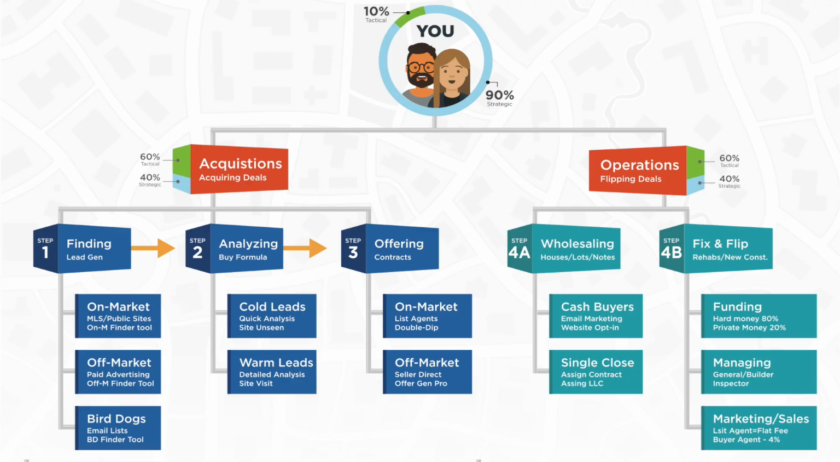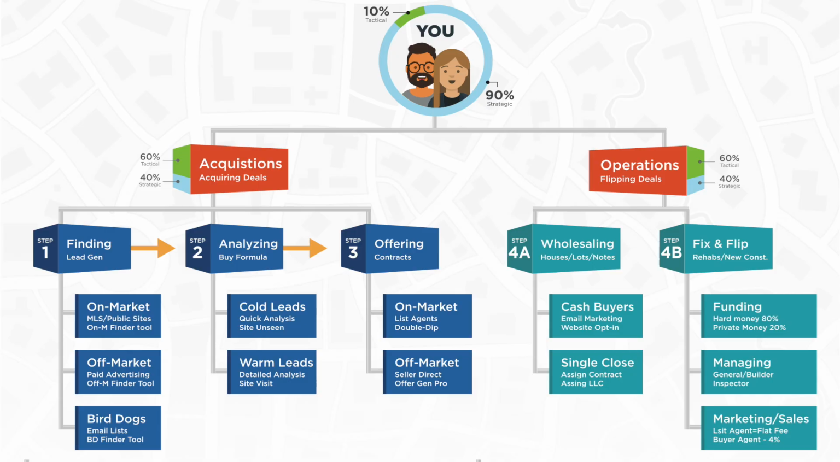And if you take a step back and look at all of the moving parts to wholesaling and flipping, there is a very clear order to how things are done, and there are specific steps and processes to follow. Now, the ideal business has an acquisitions manager that oversees all of the acquisitions and an operations manager to oversee all of the operations.